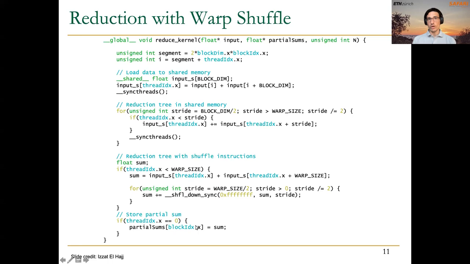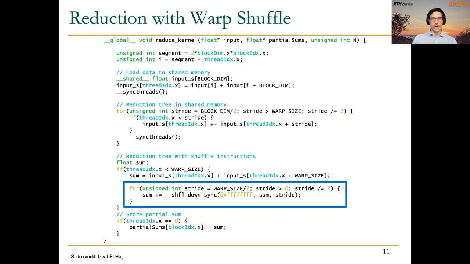And finally, we will obtain a partial sum per thread block. We can accumulate this partial sum in an output array for either a later kernel call or a final reduction in the CPU, but we could also replace this accumulation with an atomic operation to global memory to accumulate the partial sums into the final reduction value in global memory.